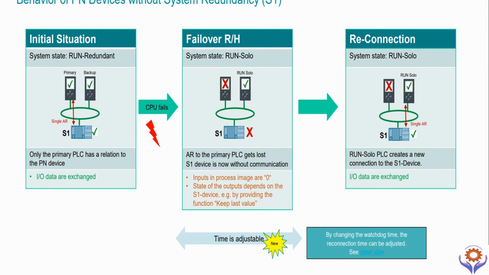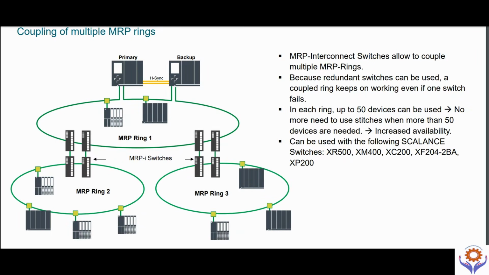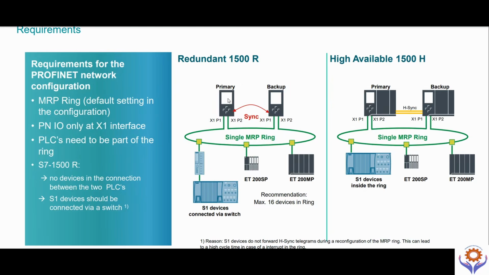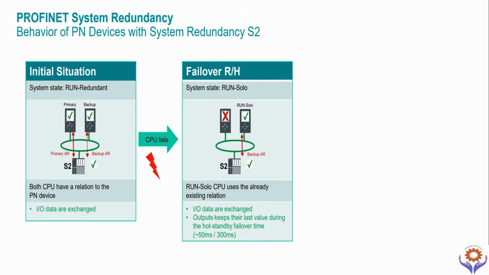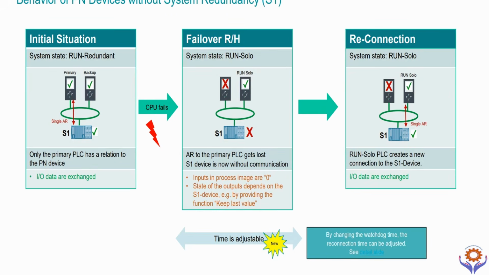Also we can see the behavior of Profinet devices with single system redundancy S2. Initially the primary and backup are connected with the CPU and the IM modules. If the CPU fails, the primary will be disconnected and the backup PLC will act like a primary, and the backup will take from S2 directly, and all the signals and IOs are exchanged without breaking any data.